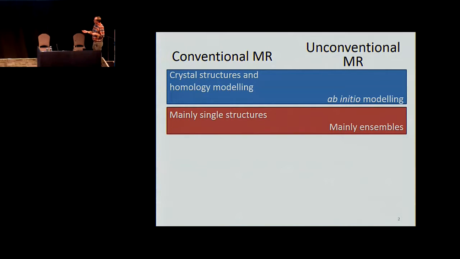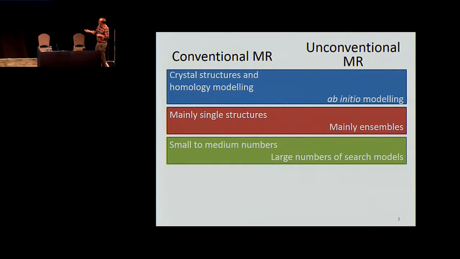There's been also talk about ensembles, but I think probably conventionally people would lean towards mainly using single structures, whereas AMPLE, as you'll see, is almost exclusively about ensembles. You might try a few, or a medium number in an automated fashion by conventional MR, I should say. AMPLE produces tens or even hundreds of different search models and trials them automatically for you.